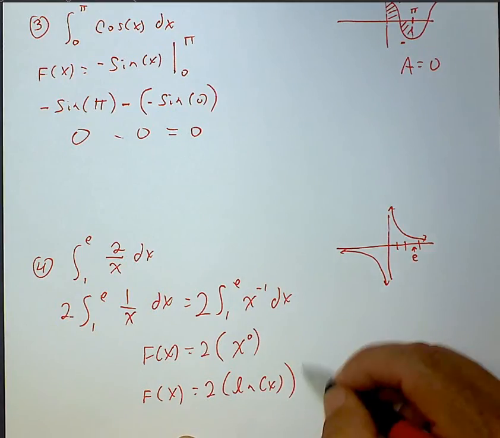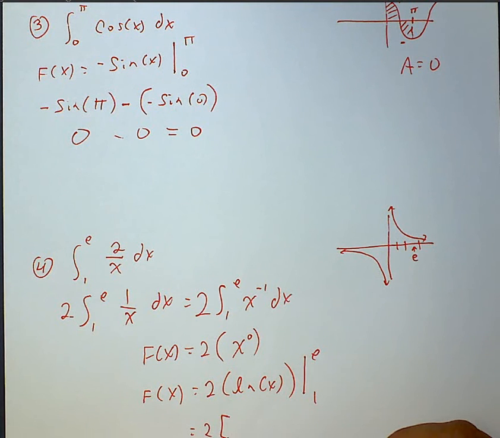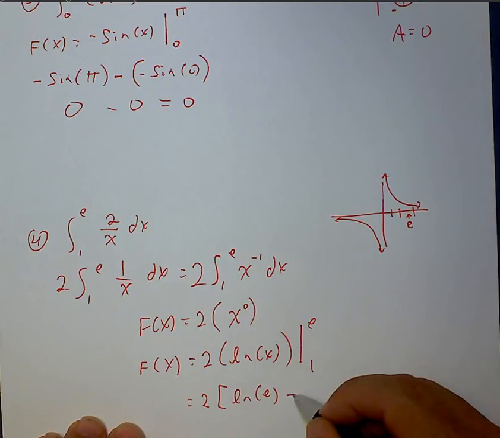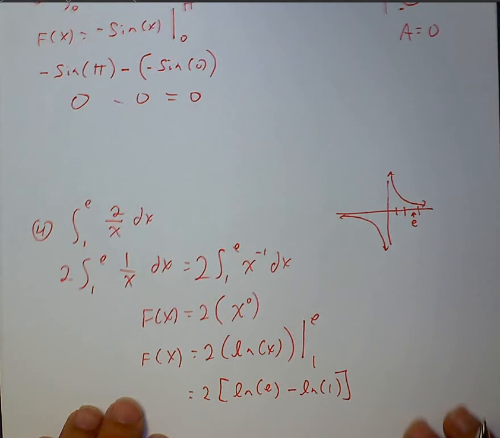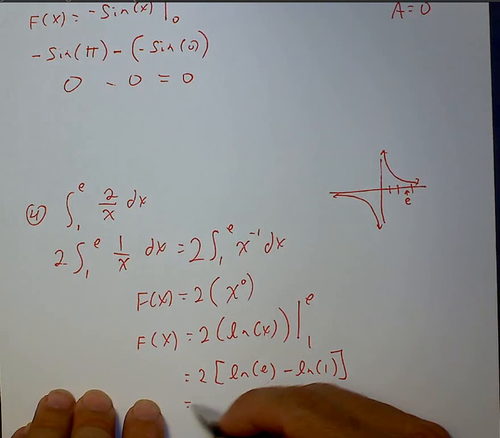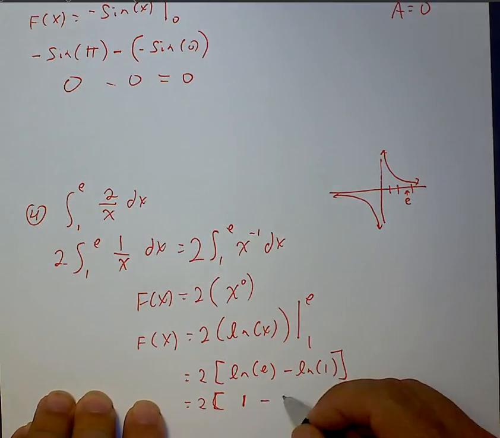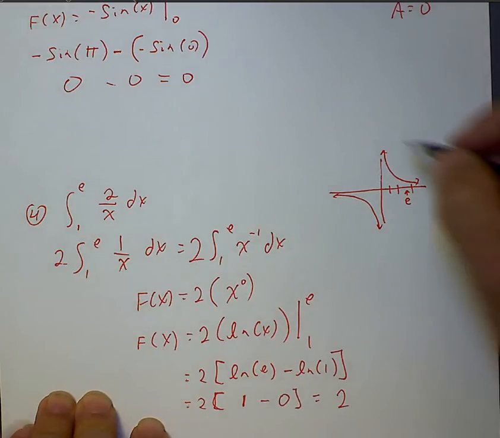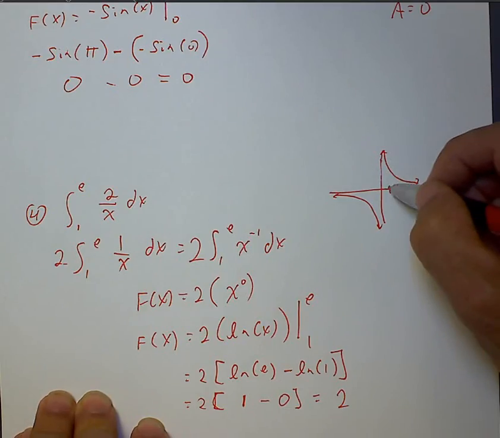So F of x equals 2 times the natural log of x. That's what anything with a 0 power means. And we're going to evaluate that from 1 to e. So what I want is 2 times the natural log of e minus the natural log of 1. Okay? Now, the natural log of e is 1. The natural log of 1 is 0. So we wind up with an area of 2. In this graph over here, what we're talking about is this shape right here from 1 to e.